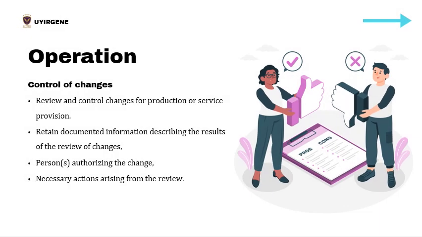Control of changes. The organization shall review and control changes for production or service provision, to the extent necessary to ensure continuing conformity with requirements. The organization shall retain documented information describing the results of the review of changes, the persons authorizing the change, and any necessary actions arising from the review.